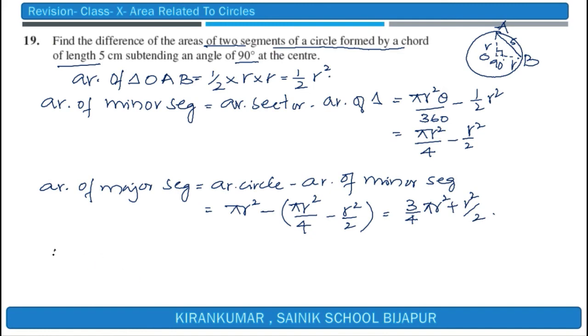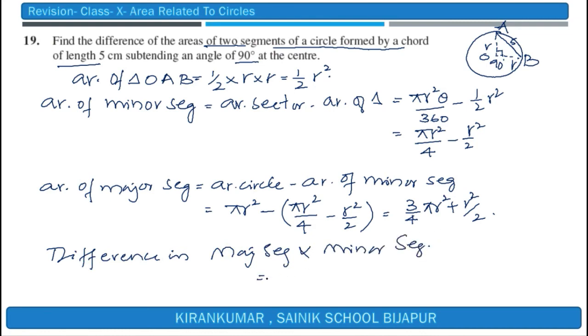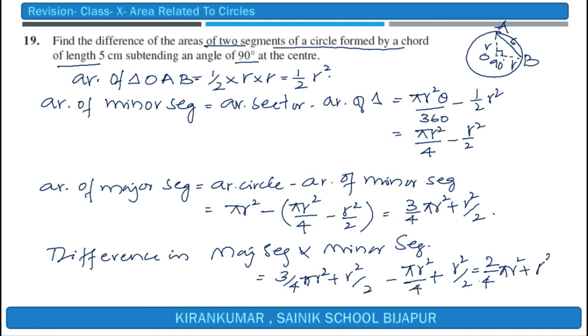Now the difference in major segment and minor segment will be equal to 3 by 4 pi r square plus r square by 2 minus pi r square by 4, minus of minus is plus r square by 2. On simplification, we get it as 2 by 4 pi r square plus r square, which is half pi r square plus r square.